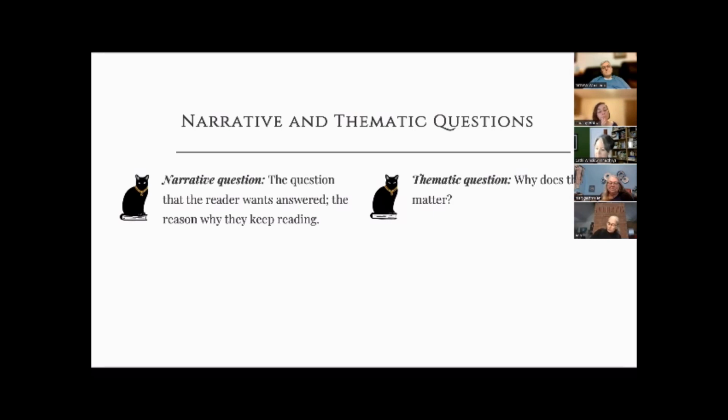So again, going back to my example of epic fantasy and the Lord of the Rings, for example, the narrative question would be, is Frodo going to succeed in destroying the ring and saving the world? And that gets answered. But underlying that question are a lot of thematic questions about the nature of good and evil, power structures, friendship, and relationships. And so those questions aren't going to get answered in any explicit way.